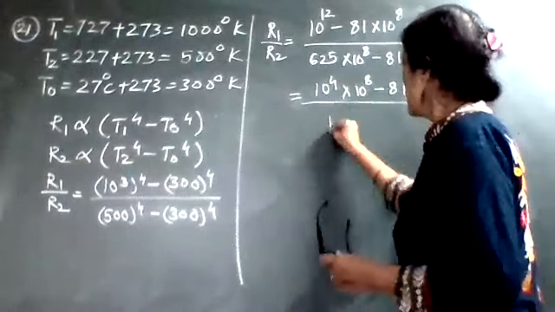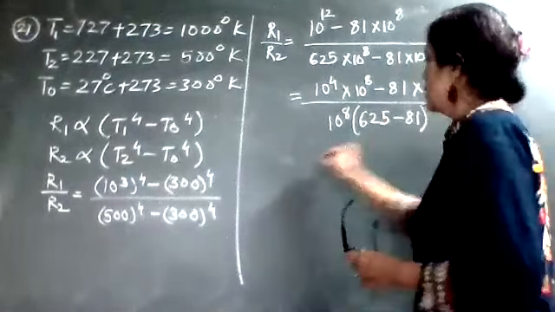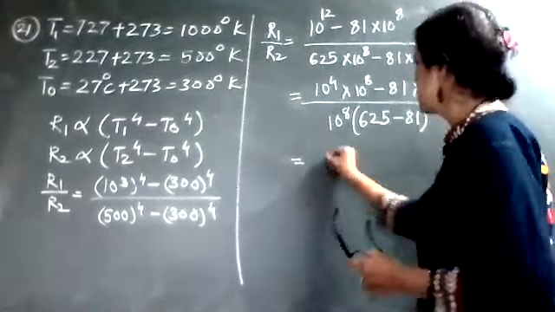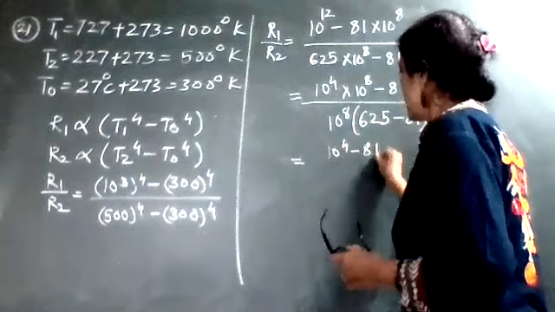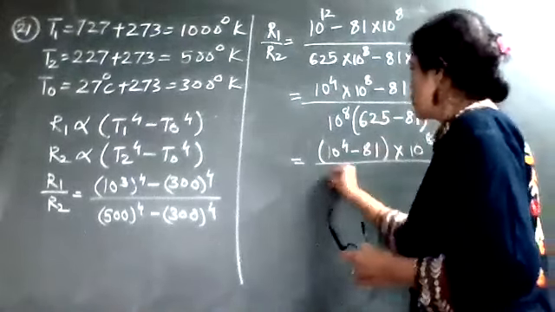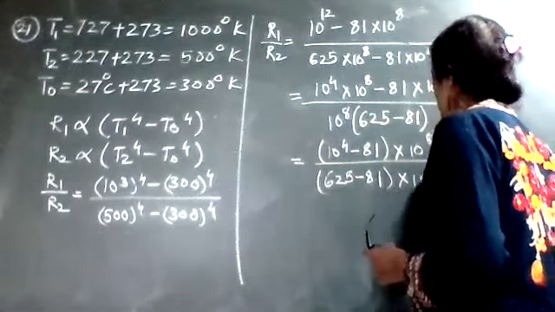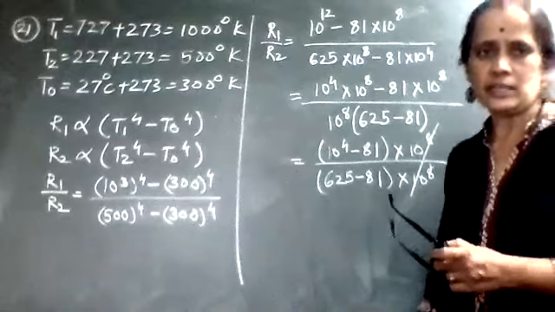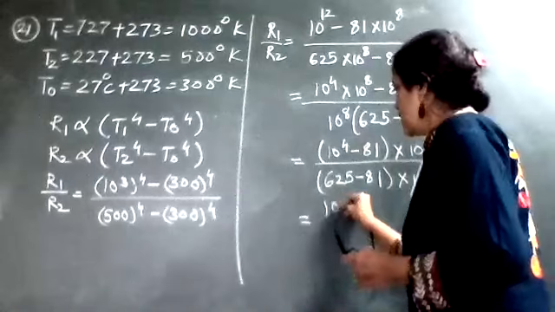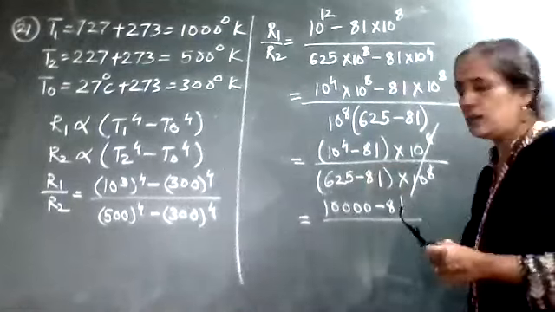Divided by 10 raised to 8 common power, 625 minus 81. So in the numerator, 10 raised to 4 minus 81 into 10 raised to 8, divided by 625 minus 81 into 10 raised to 8. So 10 raised to 8 power will get cancelled, and now I can solve this one. 10 raised to 4 means 10,000 minus 81, divided by 625 minus 81.